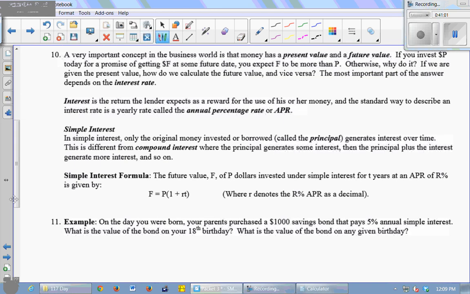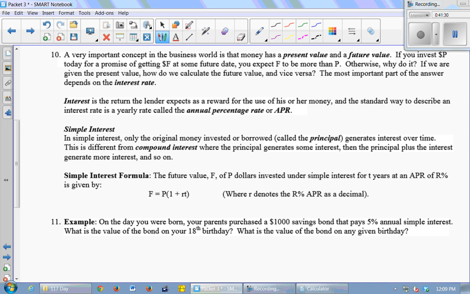Okay, so the reason we spent some time here on percentages is because we're going to use them for a really important concept used in the business world and everyday life, which is the fact that money has a present value and a future value. So money is worth a certain amount today, and it will be worth probably more or less, depending on how you invest it, in the future.